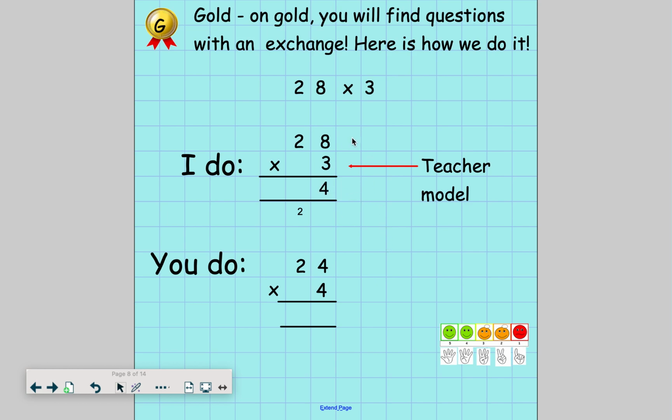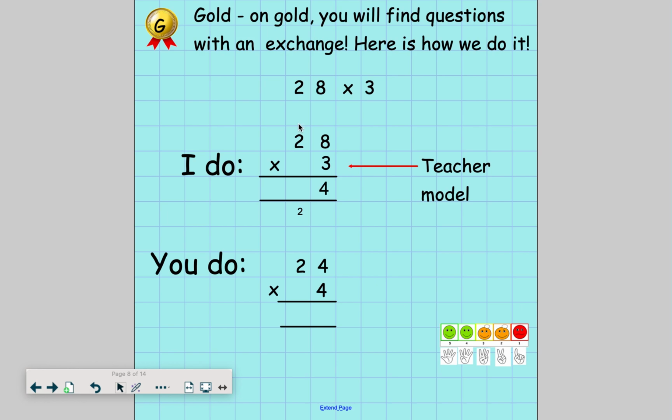So, 8 times 3, start in the ones column. 8 times 3 makes 24. Okay, so we've carried over the 2 from the 24 and we've put it in the tens column, just like when you did adding column method. Okay, so just forget the 2 for a minute now. Let's carry on with the calculation as if we were doing the bronze and silver work.